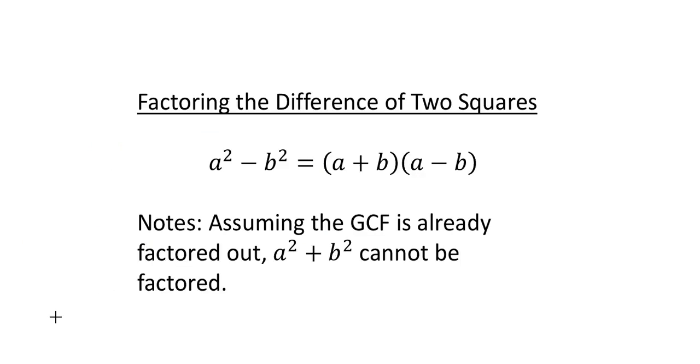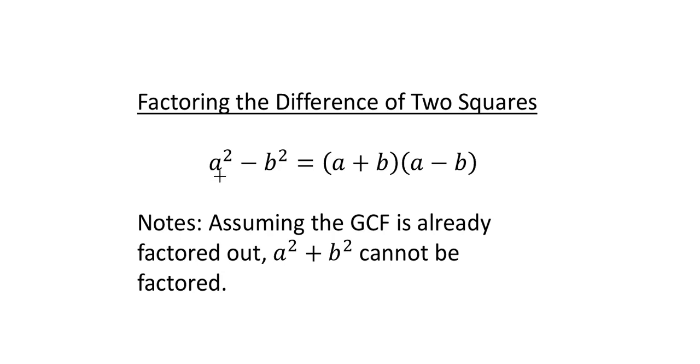All right, next we have factoring the difference of 2 squares. So there's only one formula for this situation, and this one's a little bit easier to check because all you need are 2 terms that are both perfect squares being subtracted from one another. And if you have that, it will factor as a plus b times a minus b.